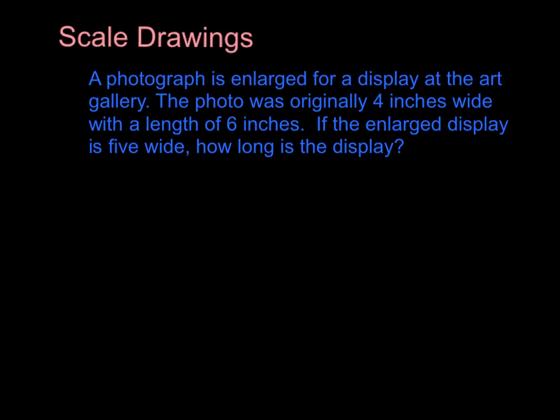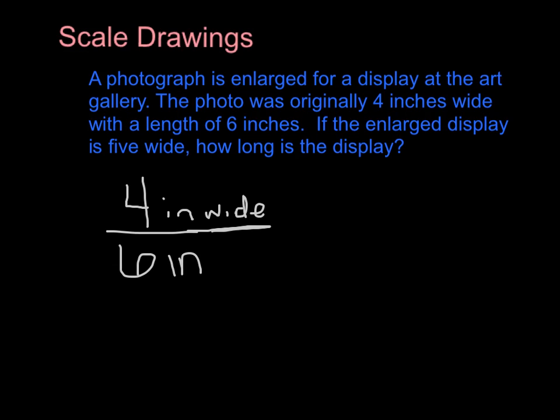So if your original photograph was 4 inches wide and 6 inches long, you may want to be specific in your labeling so that you set it up correctly and you match it. So the original photograph was 4 inches wide and 6 inches long. That helps you with setting up the labels on the other one. So the question is, a photograph is enlarged for display at the art gallery. The photo was originally 4 inches wide with a length of 6 inches. If the enlarged display is 5 feet wide, how long is the display?